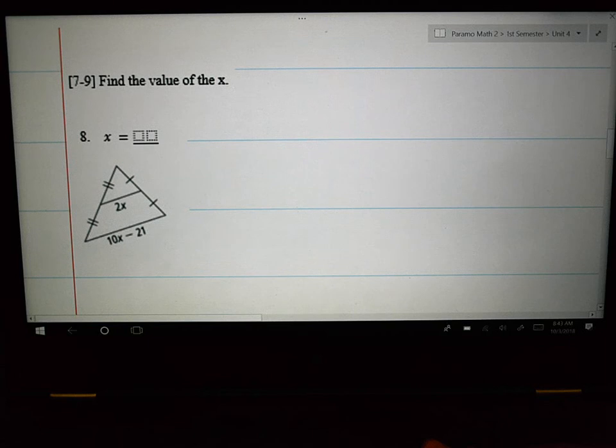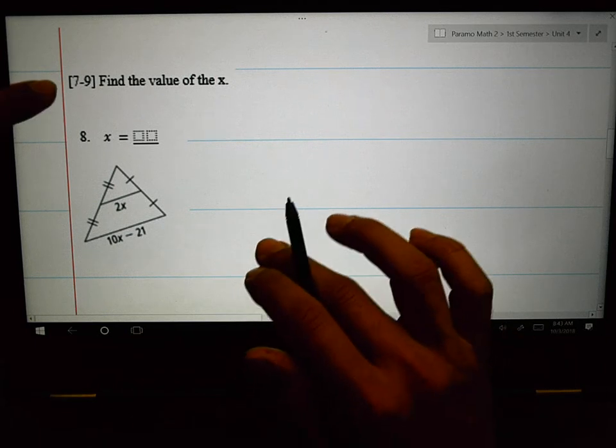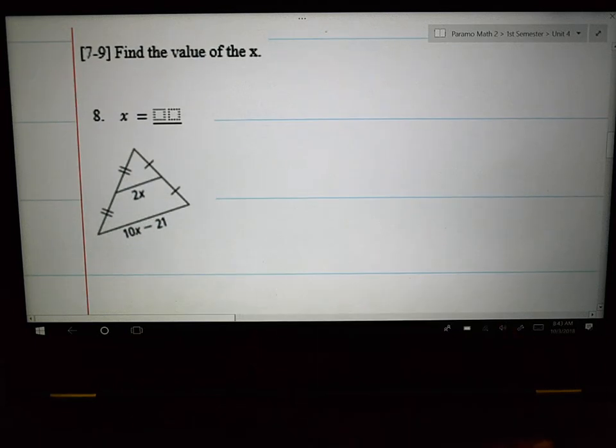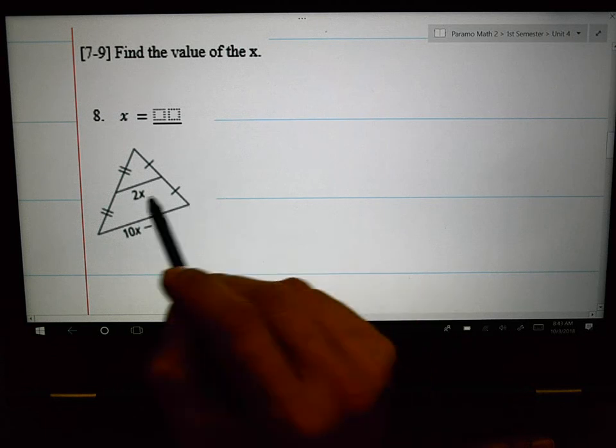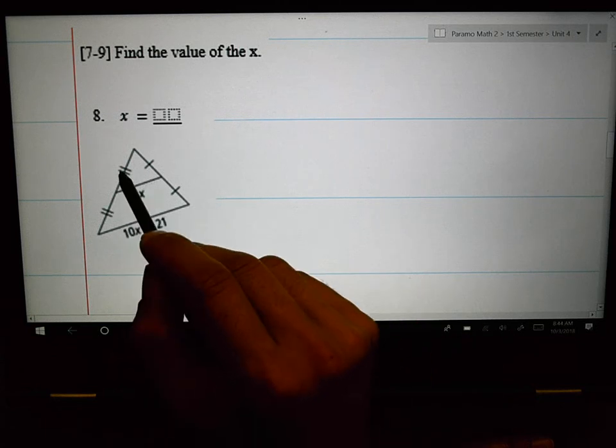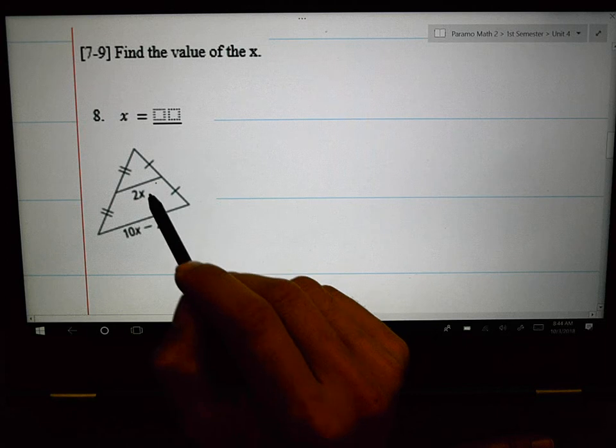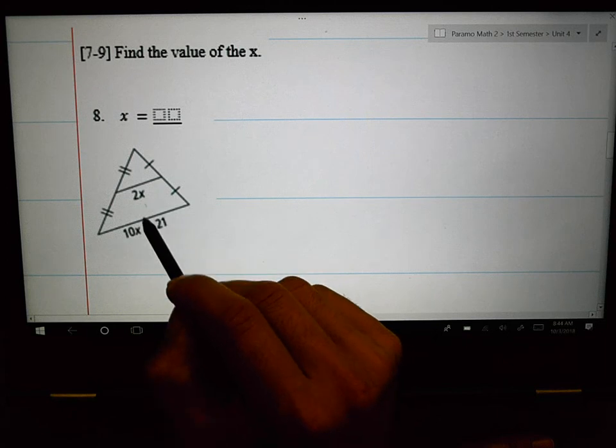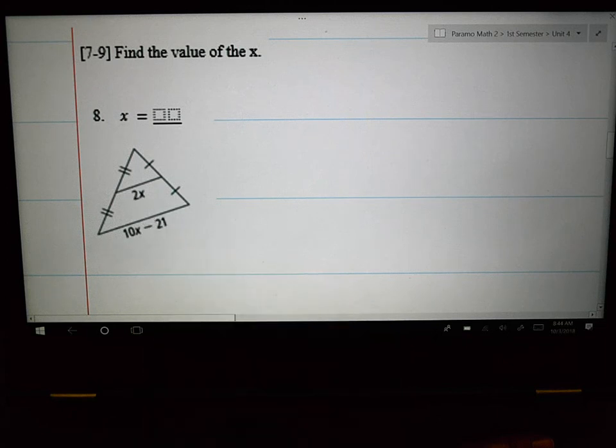Number 8 says find the value of Vx. Not x, of Vx. Find the value of the x. Like it's something different. This is a midsegment. I know it's a midsegment because it goes from a midpoint to a midpoint. Are these two lengths equal to each other?